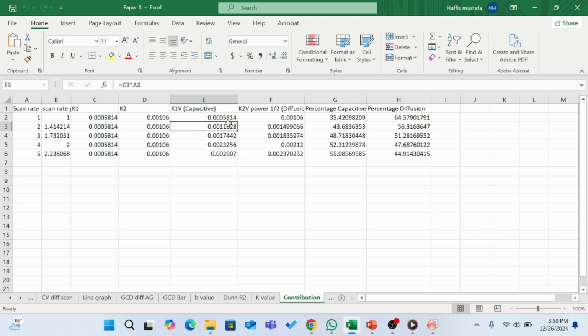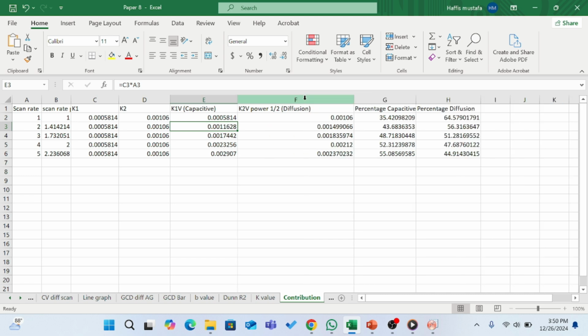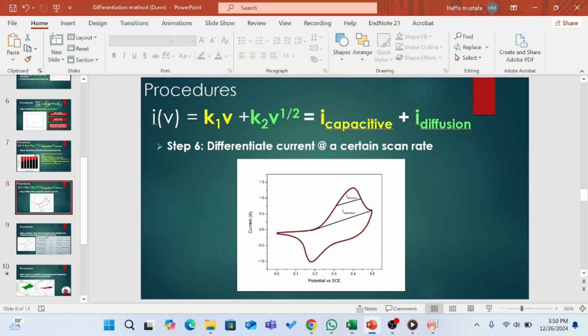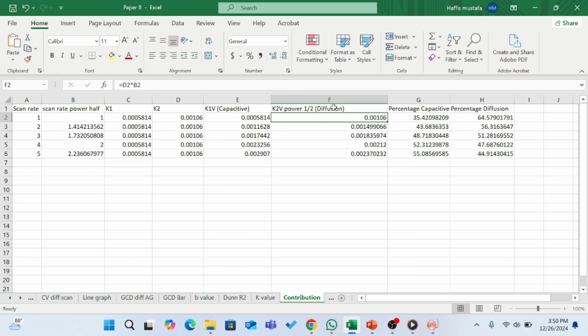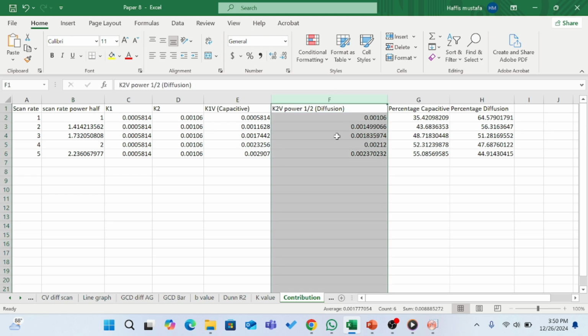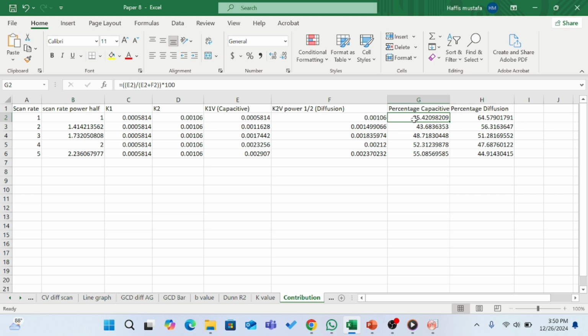That's for K1 times scan rate. For diffusion, you need to go back to the slide: diffusion is K2 times square root scan rate. So K2 times square root scan rate, where the K2 value you can get from the graph. This is your square root scan rate. Then I get my diffusion. And to get my percentage of capacitive and percentage of diffusion, the formula for percentage capacitive is equal to capacitive divided by capacitive plus diffusion, times 100.